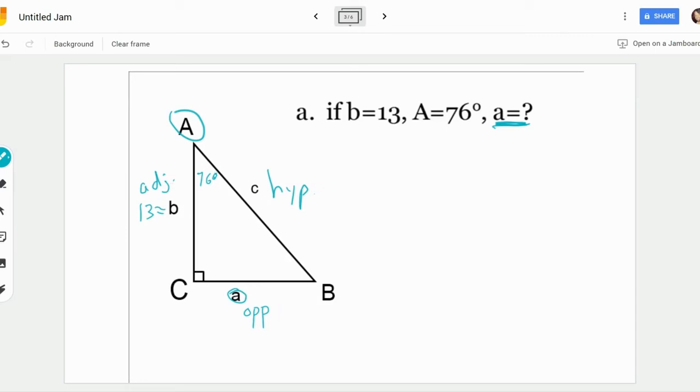So we would have to know which one to use. We have 76, we have the opposite side, and we have the adjacent side. Those are the ones we're talking about. We only know the value of the adjacent side, but we're looking for the opposite side. So these are the two. We'd have opposite over adjacent. That's tangent. It's TOA. So tangent of my angle.